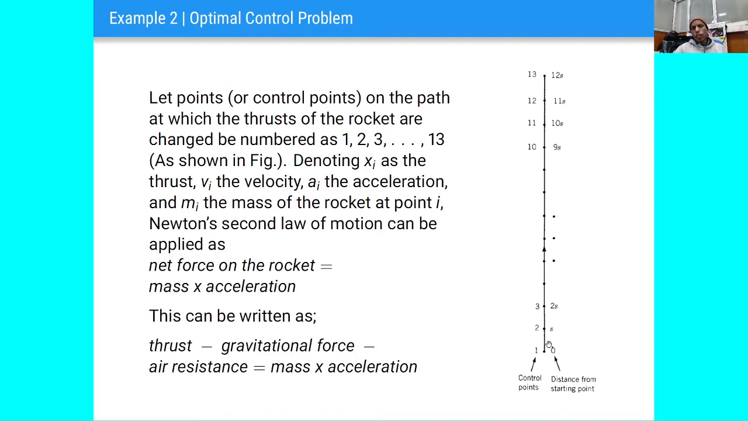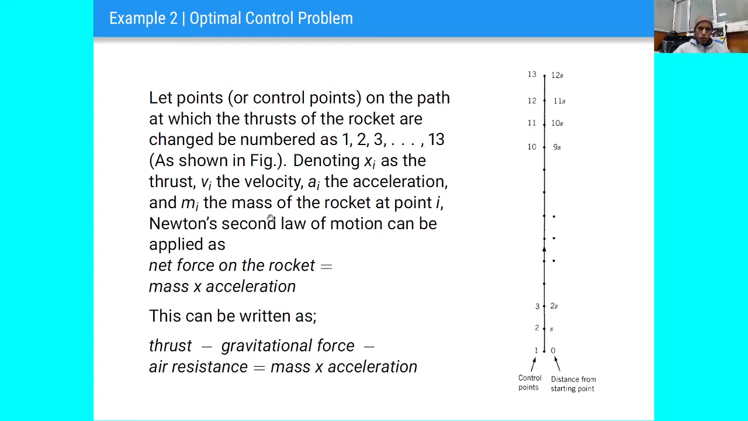So this mass at the starting point will be m1, then at point 2 this will be m2, at point 3 this will be m3. Obviously the mass will be changing, velocity will be changing, the thrust will be changing from control point 2 up to control point 13.